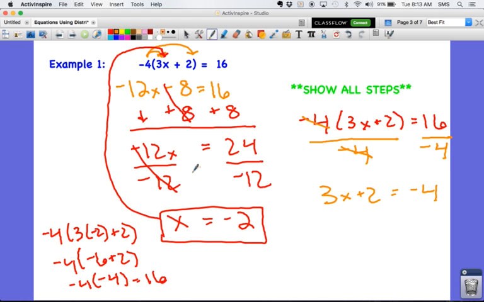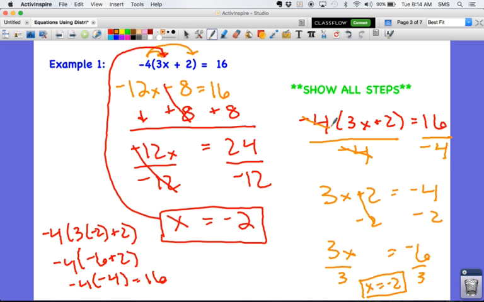Now I can solve my normal two-step equation. The opposite of plus 2 is minus 2, which gives me 3x. This goes away, equals negative 6, divided by 3, x equals negative 2. I get the exact same answer, just a different way to do it. So this is how I do it without doing the distributive property.